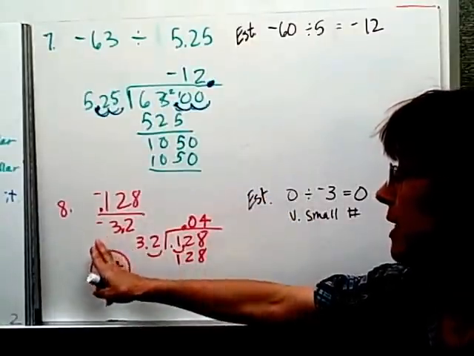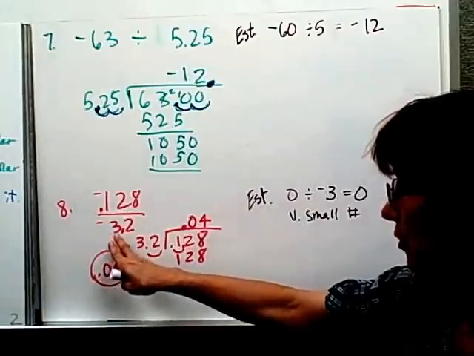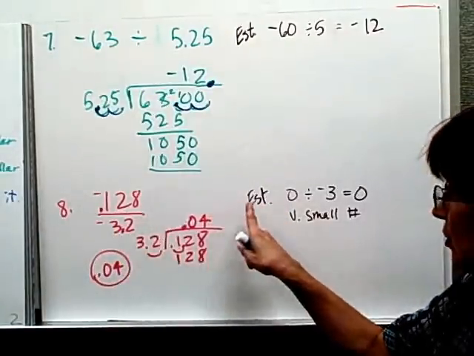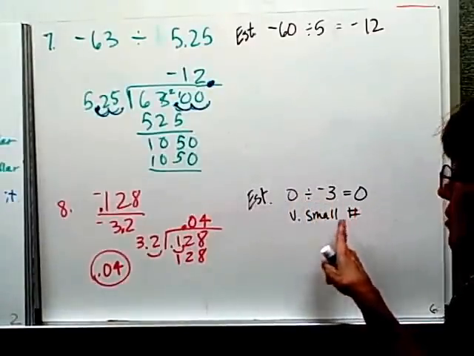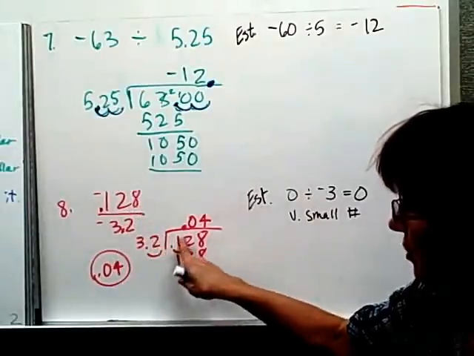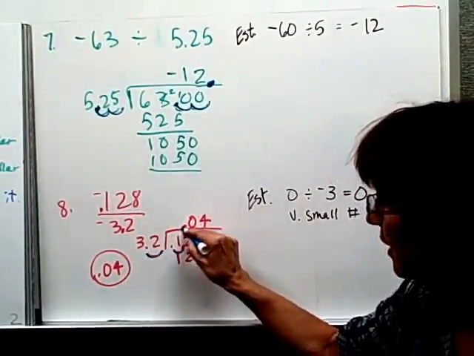Okay, last one is negative 0.128 divided by negative 3.2. Estimate again. I've got a really small number, like 0, divided by negative 3. Well, 0 divided by anything is 0. So my answer, again, is going to be very, very small. All right, so I set it up. Top dog goes in the house. I move my decimal over. Move your decimal over. Bring it straight up.